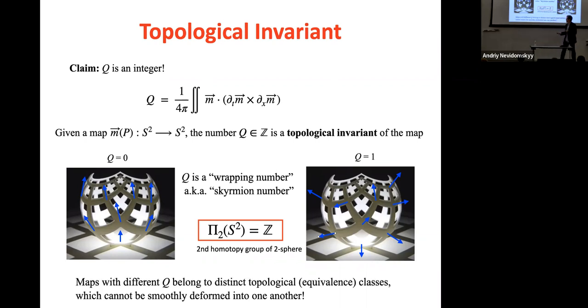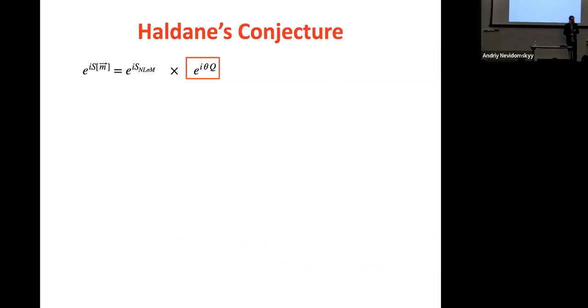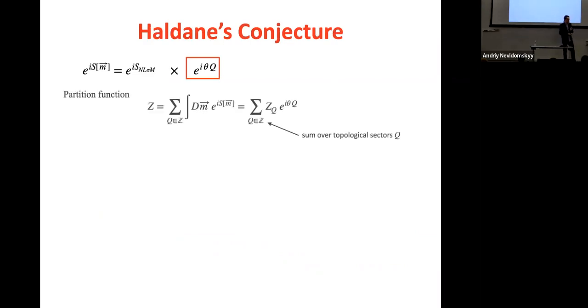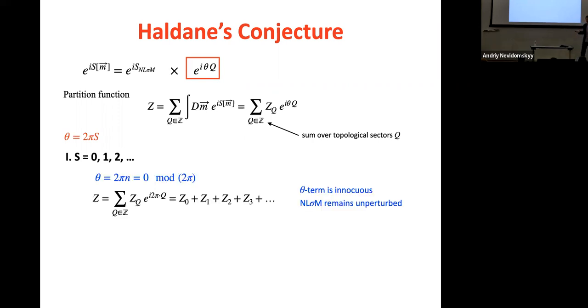Haldane pointed out that if you look back at his theory, this coefficient Q was appearing in the exponent. And what you have to do is to sum over all possible field configurations, so field theories that should be familiar, and that includes summing over all of those topological sectors labeled by Q. And what's interesting is that the coefficient theta is actually 2 pi times S. That's Haldane's key contribution.